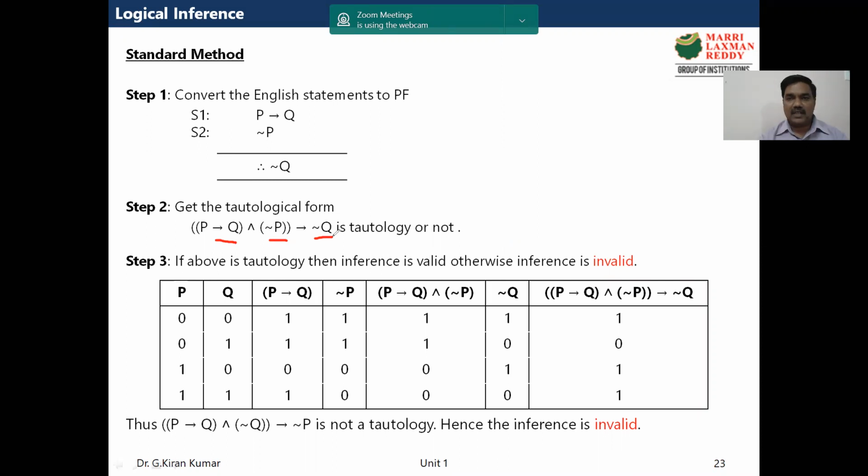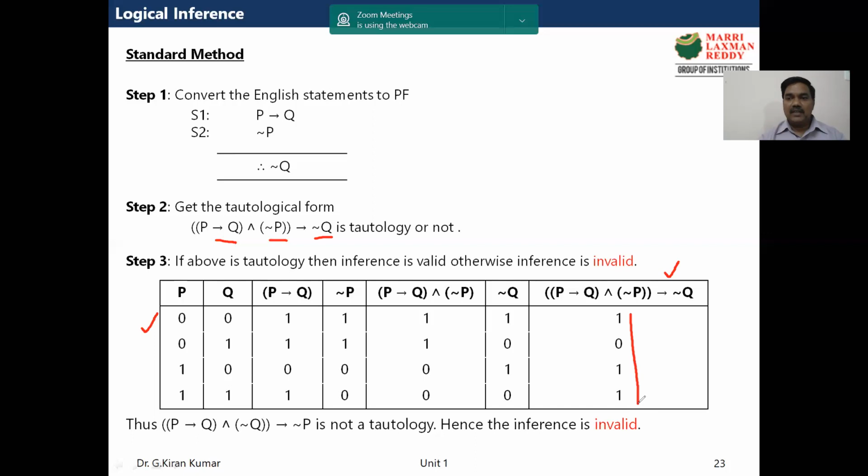Anyhow, we already discussed how to construct a truth table for propositional functions. I am not explaining it here, but you can see I constructed the truth table for the expression: P implies Q and negation of P, whole implies negation of Q. For how to construct the truth table, please refer to my earlier videos. If I see here, the final propositional function is not a tautology. I got 1 0 1 1, so not all are true, right? So if it is not a tautology, the given inference is invalid.